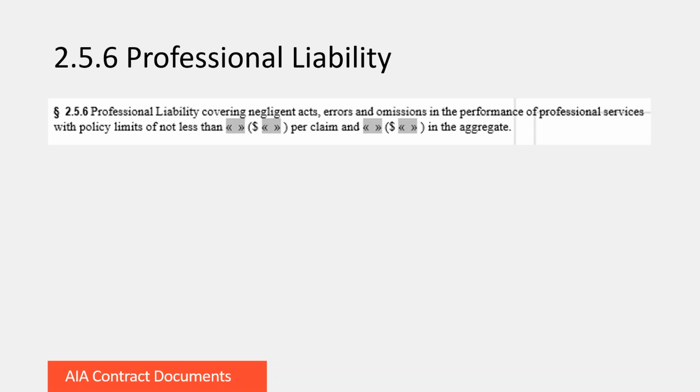So be aware if you are comparing the requirements to the insurance that you provide and you see that the owner is asking for something above what the architect typically would provide, you'll want to cross-reference this section with some of the provisions later on in Article 11.